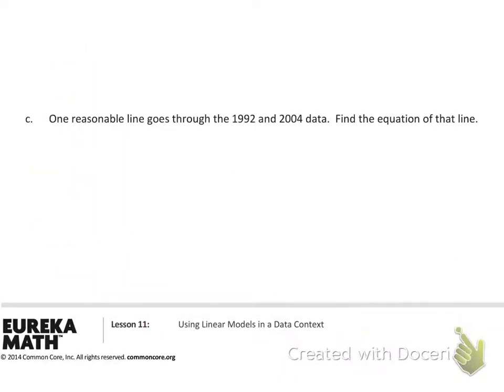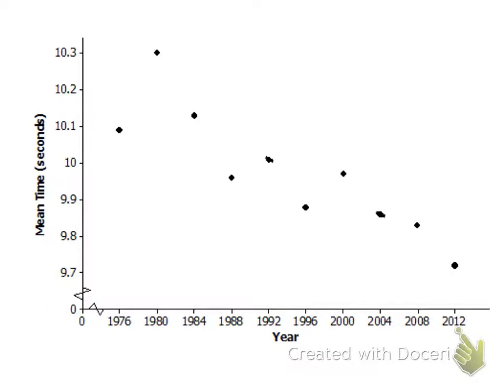Part C says one reasonable line goes through the 1992 and 2004 data points. So let's find the equation of that line. And let's draw it as well. So we're talking about the 1992. We're going to draw the line through this one and through that one.